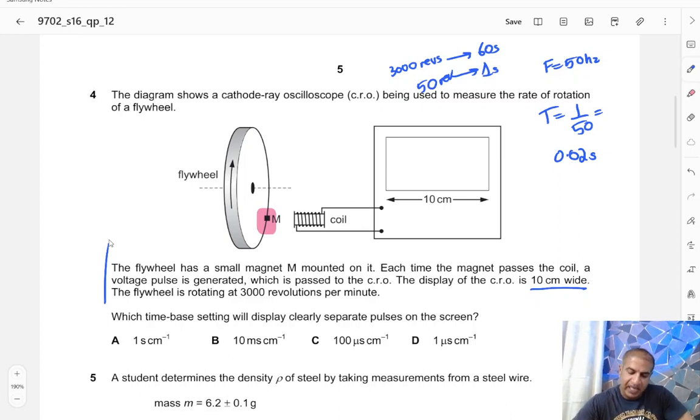So the question is saying that we should be able to see the pulses clearly separated. If this is a pulse, then this is how we will see the pulse. So at least we would be able to read these pulses, right? So let's just see what is happening over here.